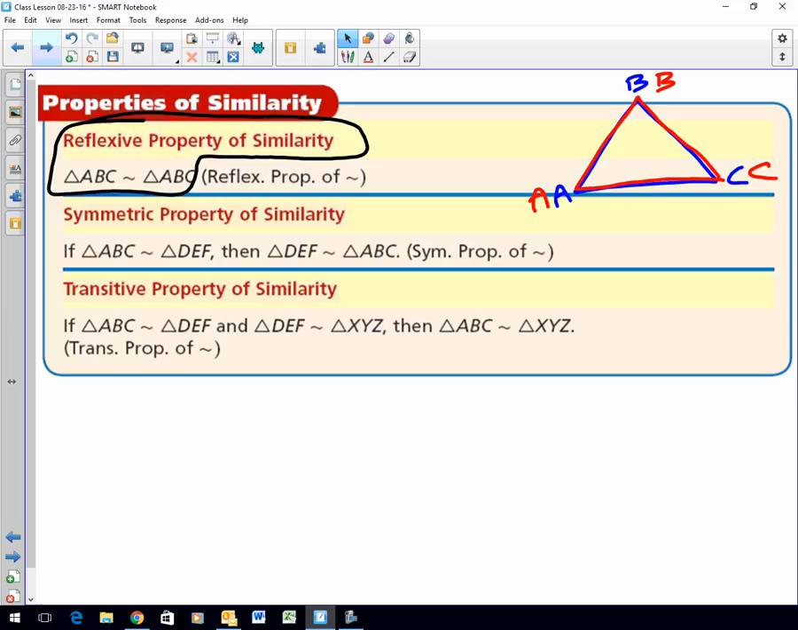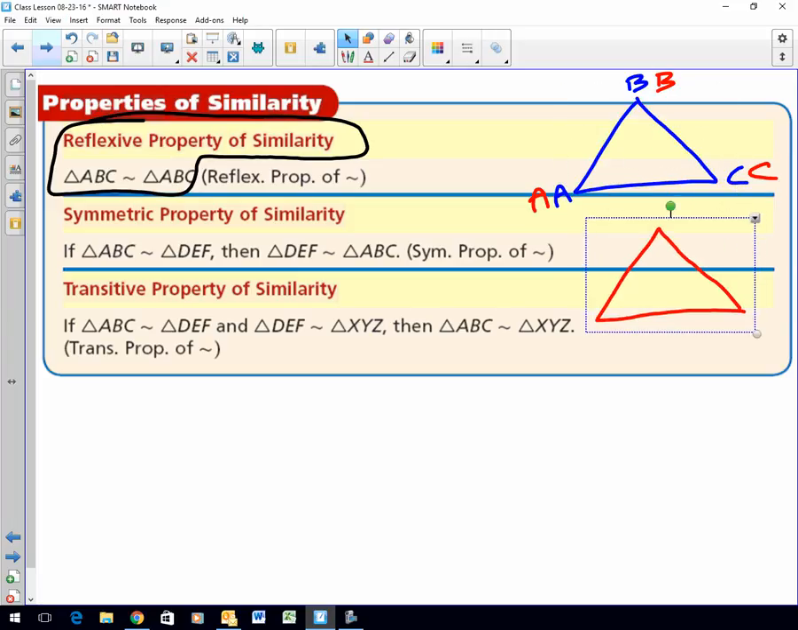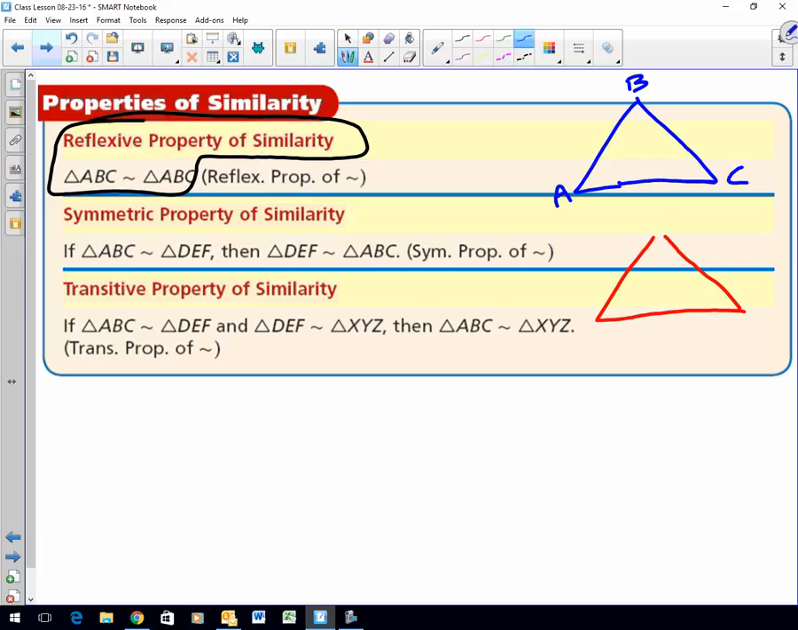I'll move one of my triangles down. It can just become DEF. DEF, check it out, y'all. If I tell you this, are those two triangles similar? Yes or no? Through what theorem? Angle, angle. The angle, angle theorem.